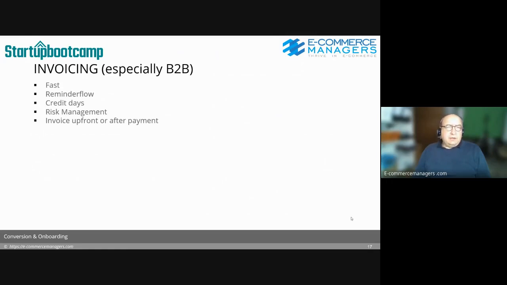In B2B, you also can have a difference between the moment of invoicing and the moment of payment. Think about that you have to be fast, and by fast I mean with sending reminders if you don't get paid immediately. So you first have to provide a service or part of your product, the amount of credit days you offer, and what you do when they don't pay, for example, close the account or close certain functionalities. Set up your risk management, and when do you receive the invoice?